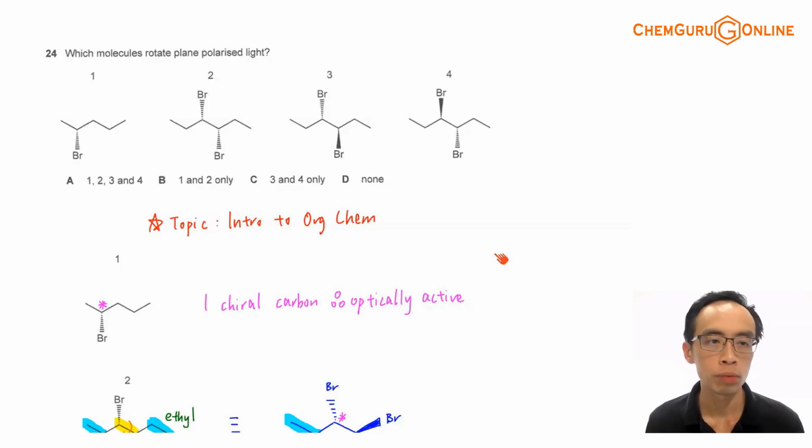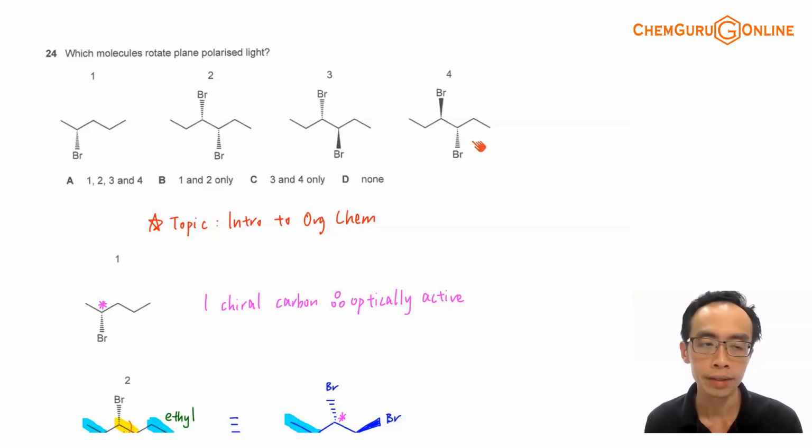Question 24, which molecules rotate plane polarized light? So essentially, we want to look out for a chiral carbon. In general, if I have a chiral carbon, which is a carbon bonded to 4 different groups, I'll expect that molecule to be optically active. If it is optically active, then it will be able to rotate plane polarized light, correct? So the idea is essentially that.